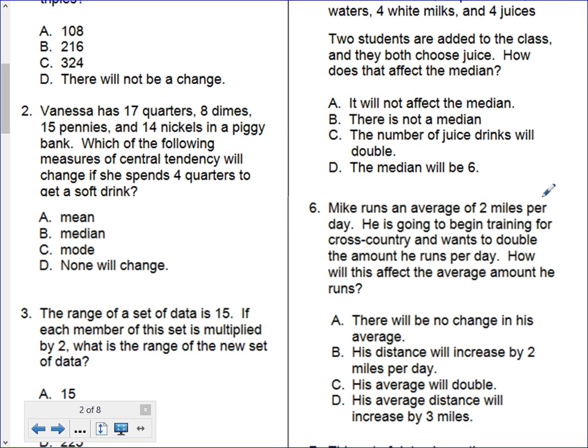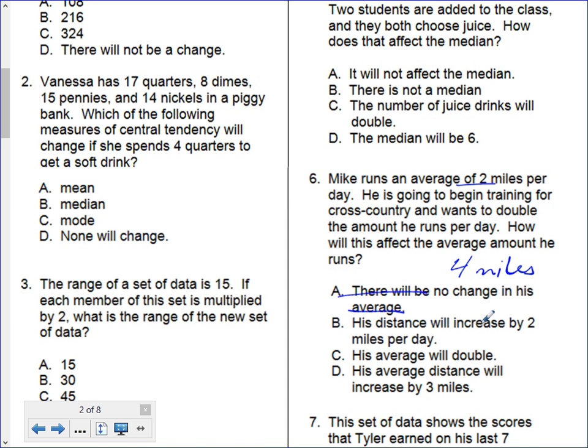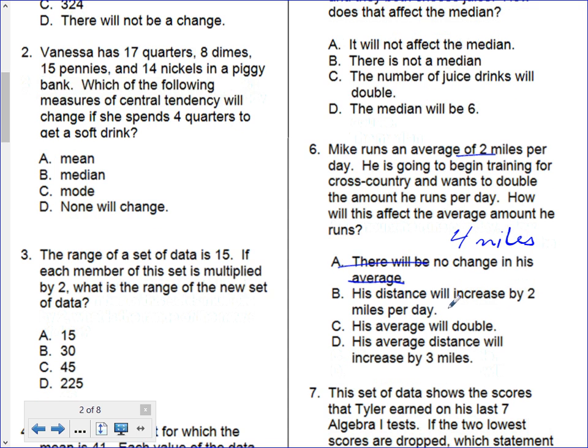Mike runs an average of 2 miles per day. He's going to begin training for cross country and wants to double the amount he runs per day. How will this affect the average amount he runs? So on average, he ran 2 miles. Now he runs 4 miles. So there's no change in his average. His distance will increase by 2 miles per day.